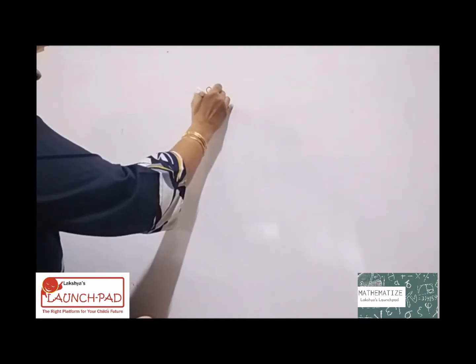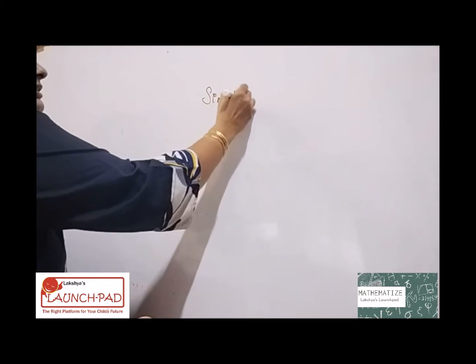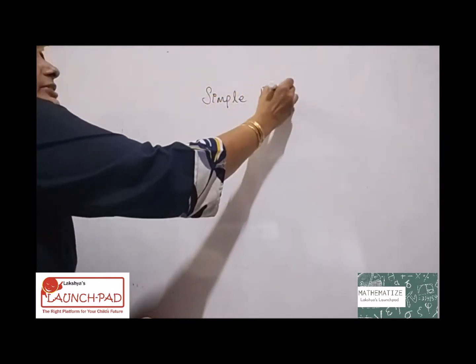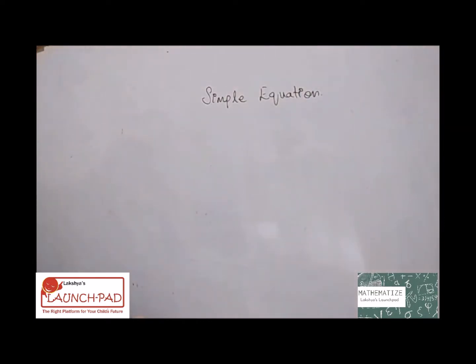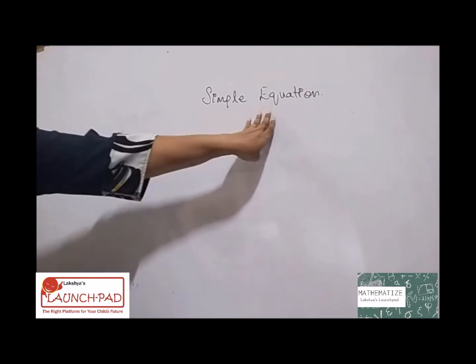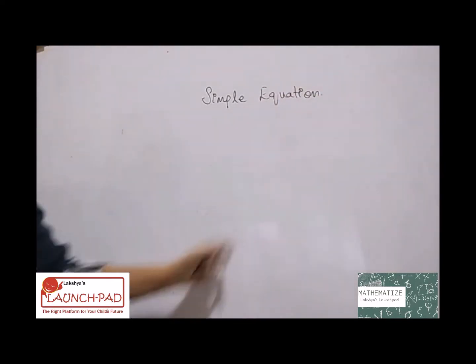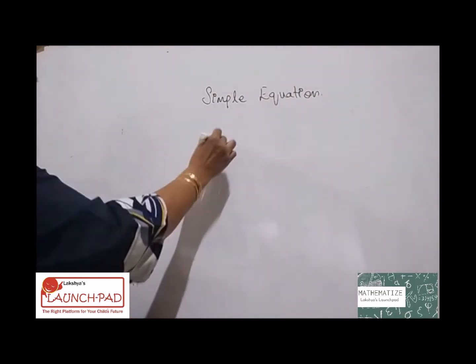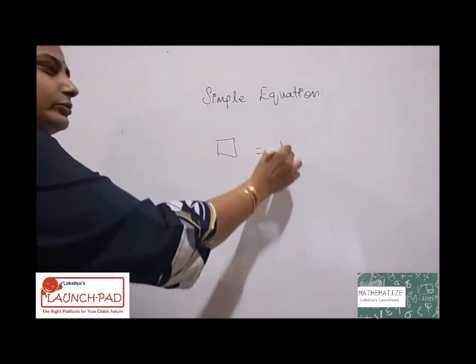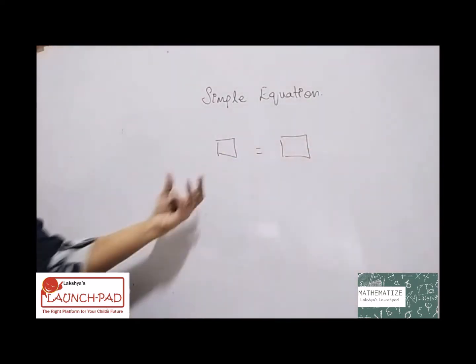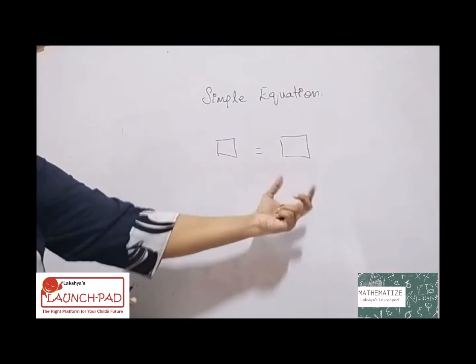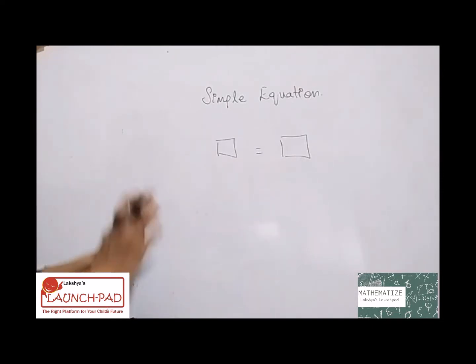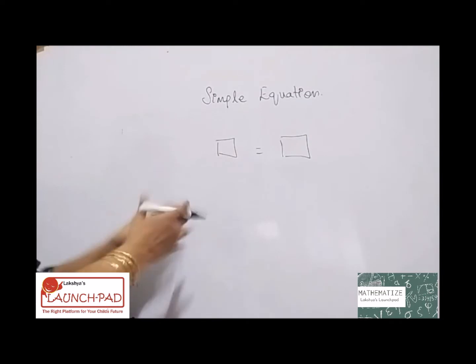Good evening, ma'am. Today we will see the basic concept about simple equation. What is an equation? Equal means you need two sides. This is equal to this. You are comparing, you are equating two elements. So in that, if anything is missing, you are finding that missing value.